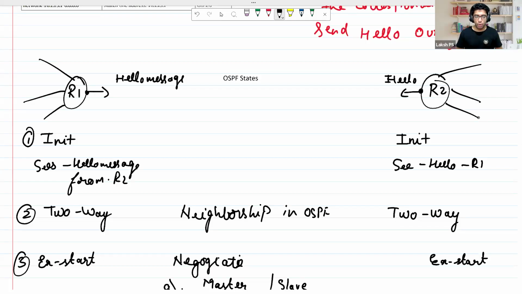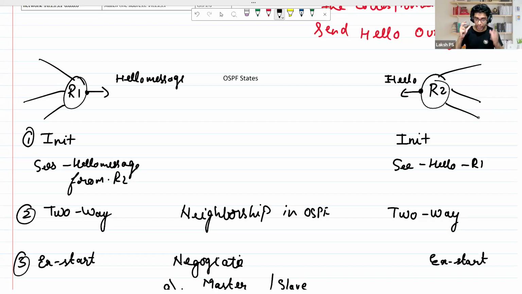Now, when the two routers are sharing this information, they decide who is going to be the master and who is going to be the slave, meaning that this sharing of information is not a two-way communication. It's a unidirectional communication. So for a unidirectional communication, there should be a source and there should be a destination. Source is the master, slave is the destination.